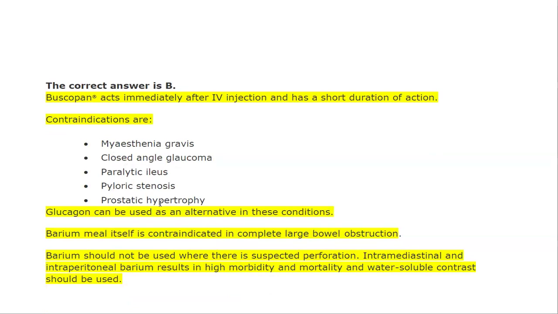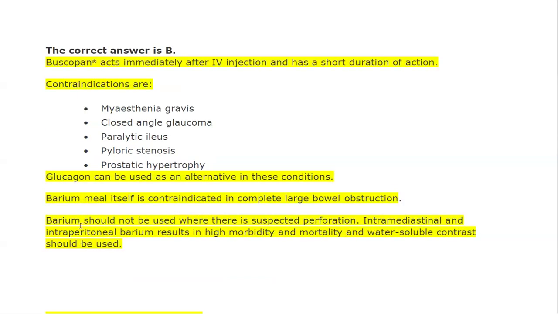And if you don't know this information, you will not answer it in the exam. This is a problem with this kind of question. Okay, and here is a very important alternative. They may ask you about this. If the patient has a contraindication for Buscopan, which one of these are you going to use as an alternative? Glucagon is the alternative. Barium meal itself is contraindicated in complete large bowel obstruction.